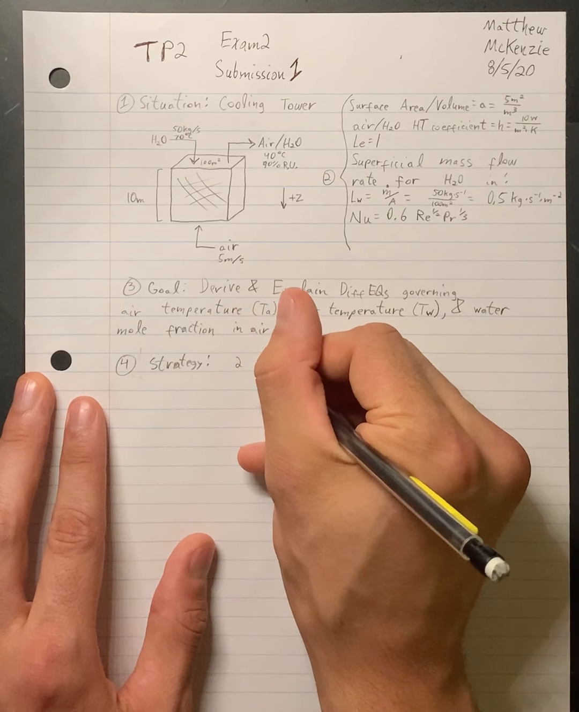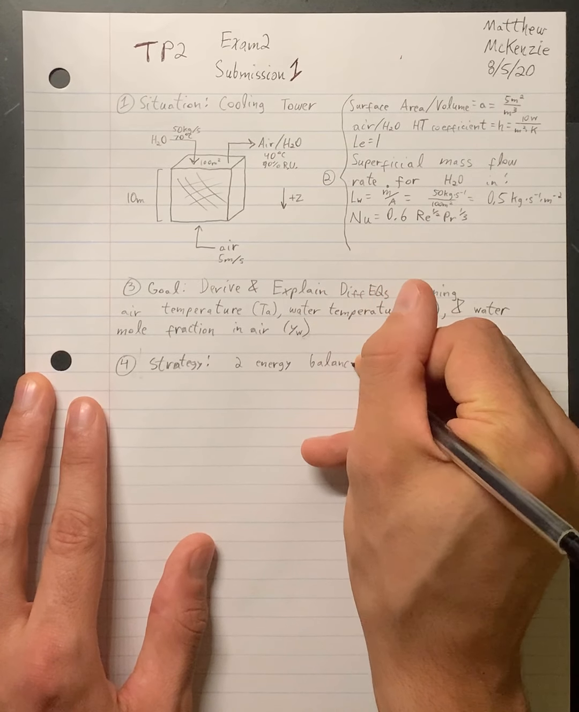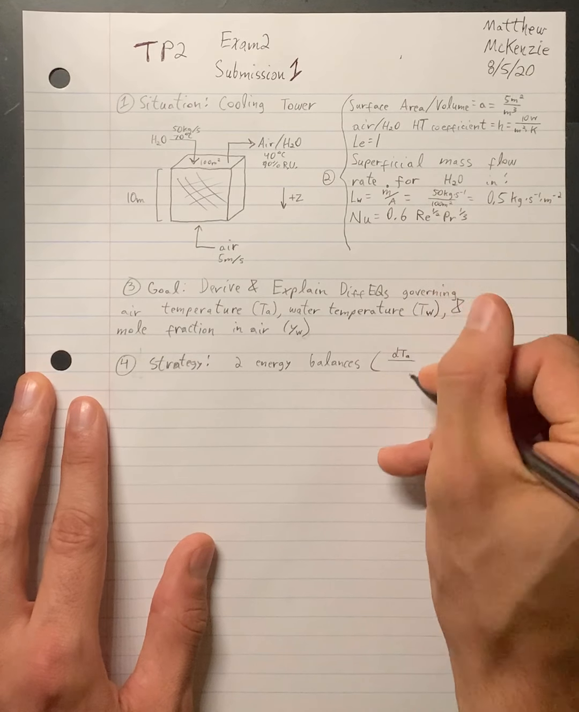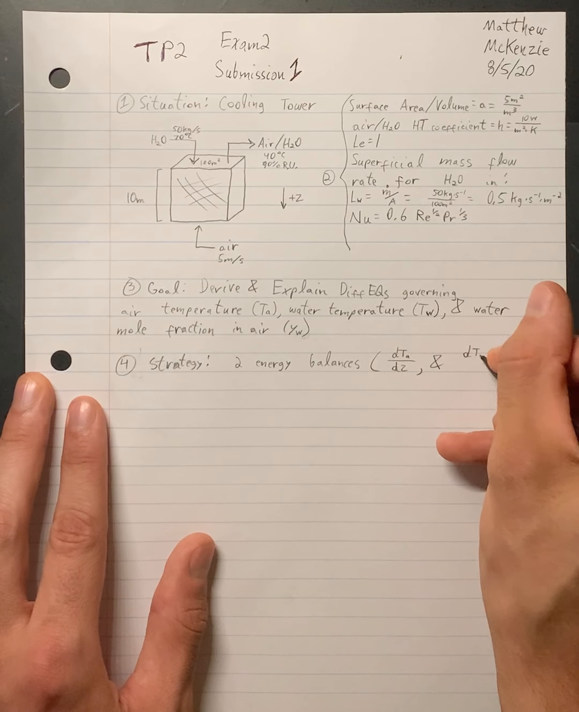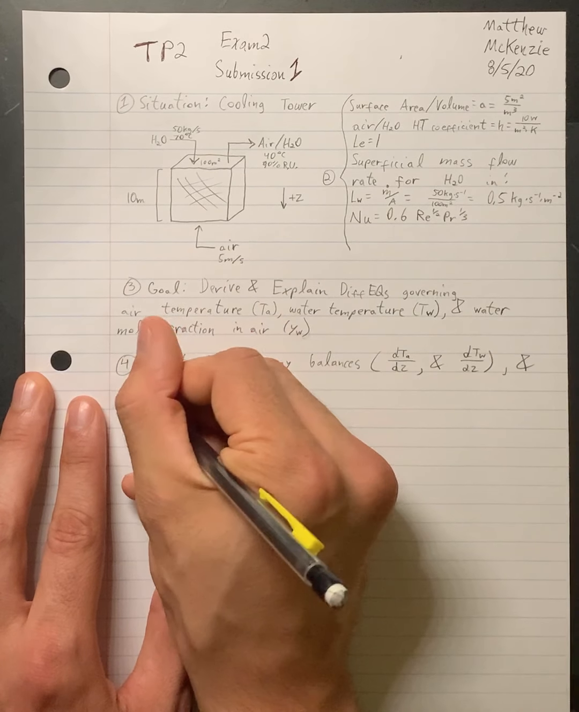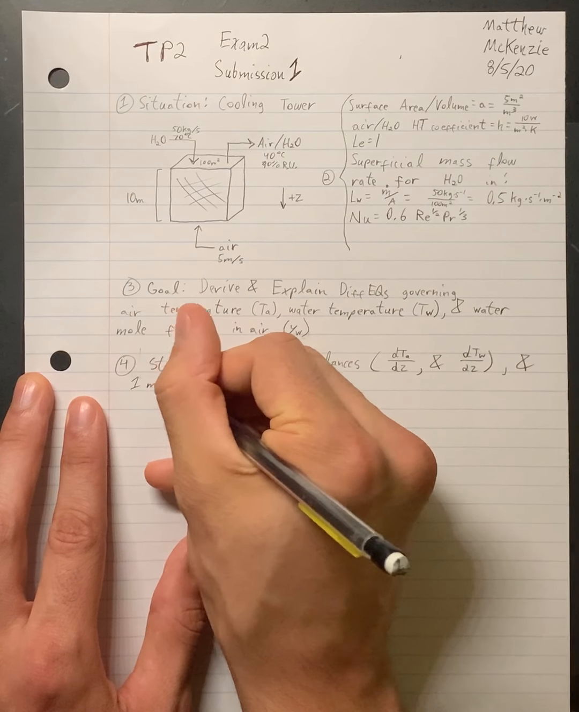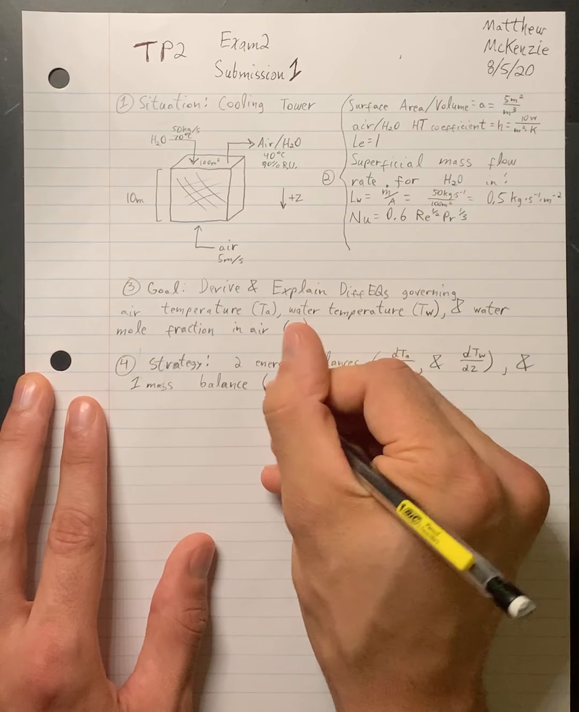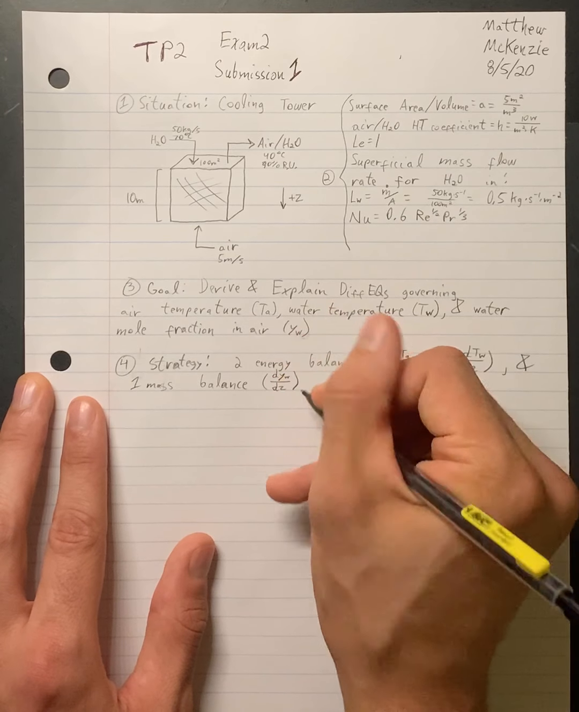we're going to do two energy balances. That will give us the change in air temperature over change in position and change in water temperature over change in position. And we're also going to perform one material balance, or I'm just going to call it a mass balance. This mass balance is going to give us the change in water mole fraction over the change in position.